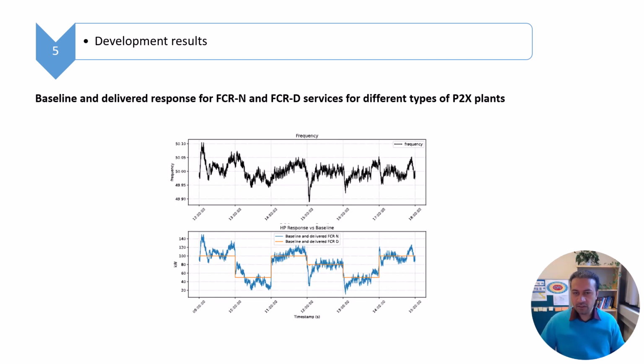And similarly for the heat pumps, you can see that we have the baseline, but there are a lot of fluctuations around it to respond to the frequency service. So the baseline, the orange one, represents what we offer to the day-ahead market, but the blue one is considered the baseline plus the FCRN service.